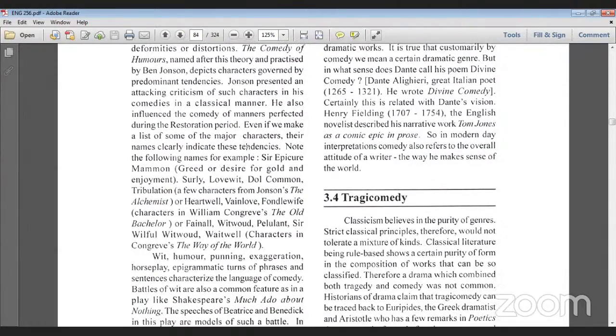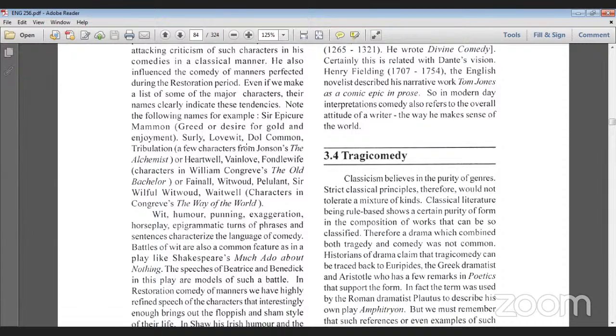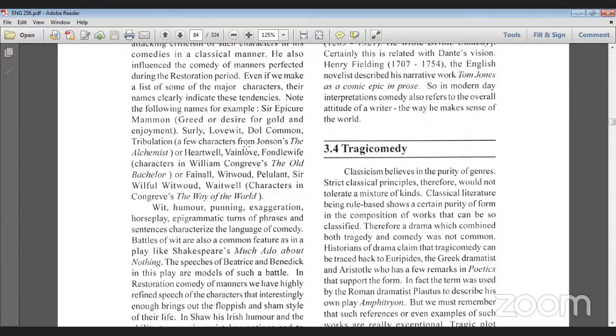Classicism believes in the purity of genre and strict classical principles, therefore would not tolerate a mixture of kinds. Classical literature begins rule-based, showing a certain purity of form in the composition of the work that comes to be classified. Therefore a drama which combines both tragedy and comedy was not common. Historians of drama claim the tragic comedy can be traced back to Euripides, the Greek dramatist, and Aristotle, who has a few remarks in the Poetics that support the form. In fact, the term was ruled.